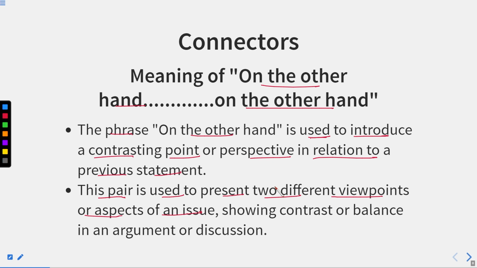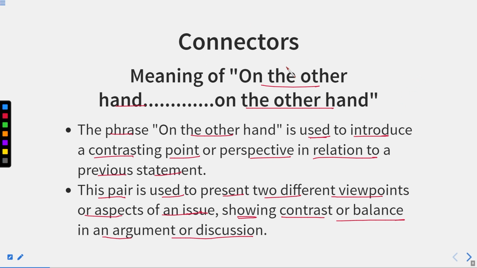Aspects of an issue, it means this shows us the two different viewpoints. It means something can have an advantage or disadvantage. So both the advantages and disadvantages, or both the aspects of that particular point, can be shown in the single sentence or statement. Okay, or aspects of an issue showing contrast or balance in an argument or discussion.